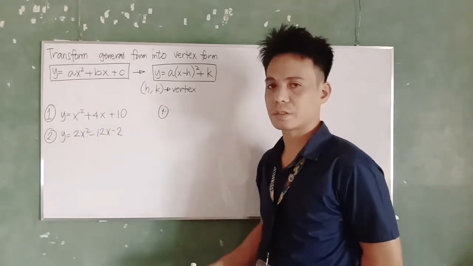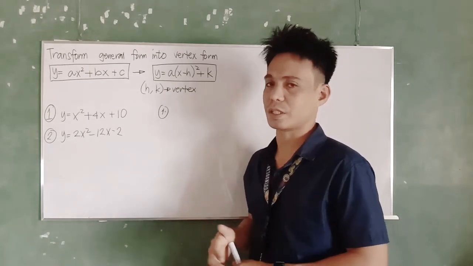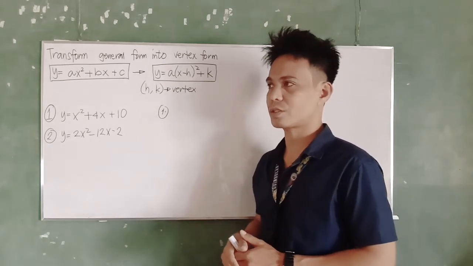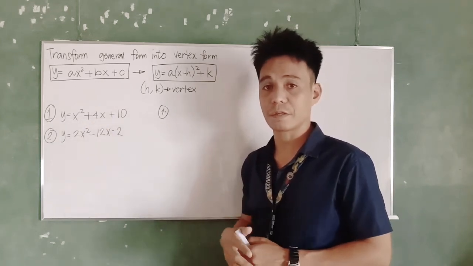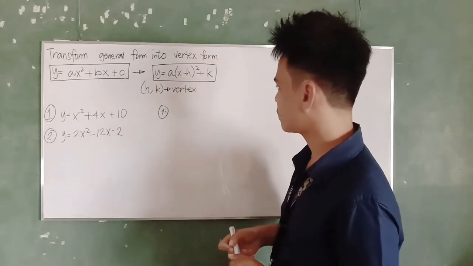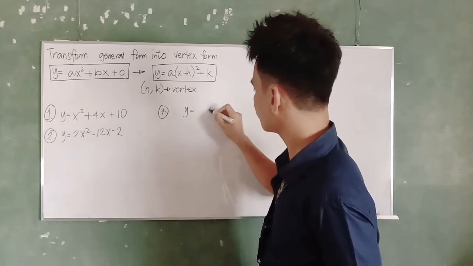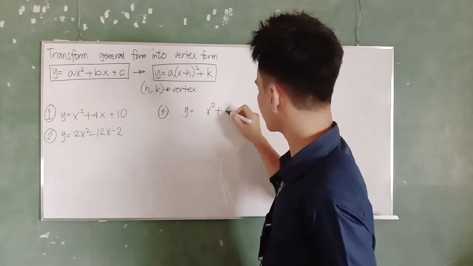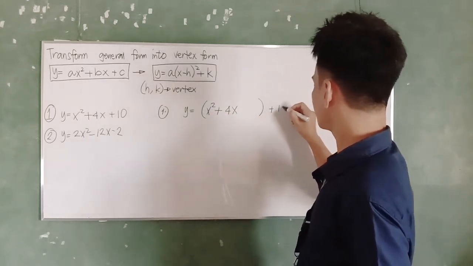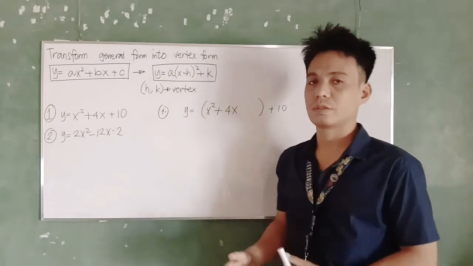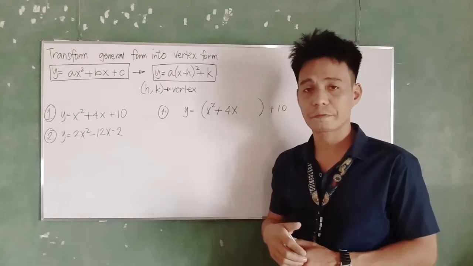Given formula or given equation is x squared plus 4x plus 10. So unang-unang gagawin natin guys is to regroup the equation with having the variable x. So i-regroup natin. So we have y is equal to x squared plus 4x. So group natin yan plus 10. So, since sa group natin yung gagawin natin is to make it a perfect square trinomial.